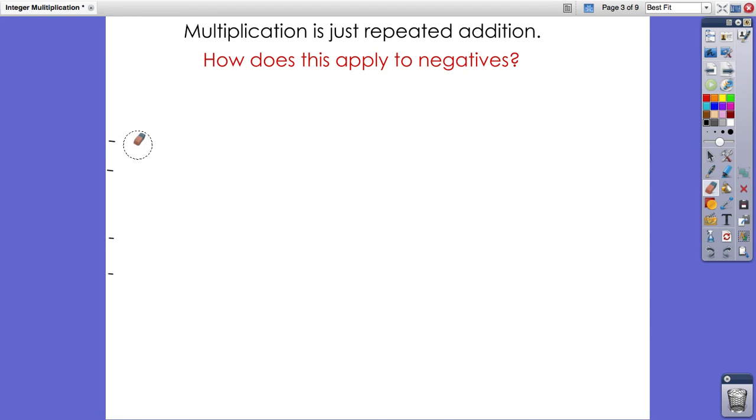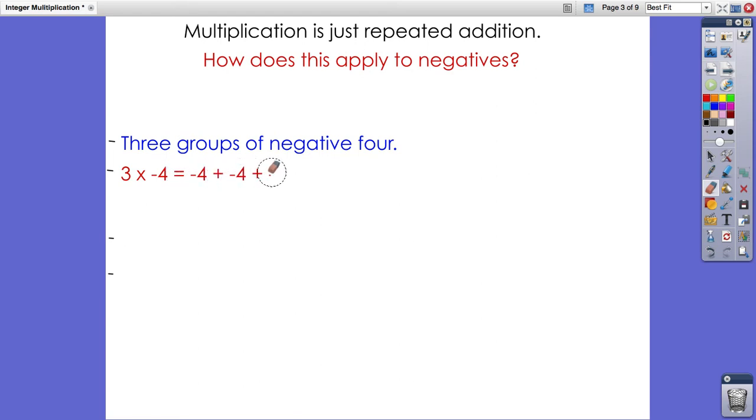So I want you to ask yourself, how would that principle apply to negative numbers? So 3 groups of negative 4. You've probably guessed already that that would be 3 times negative 4. So what does that look like exactly? Well, maybe as you would have expected, negative 4 plus negative 4 plus negative 4, which equals negative 12. So there's a slight pattern that's going to emerge here.